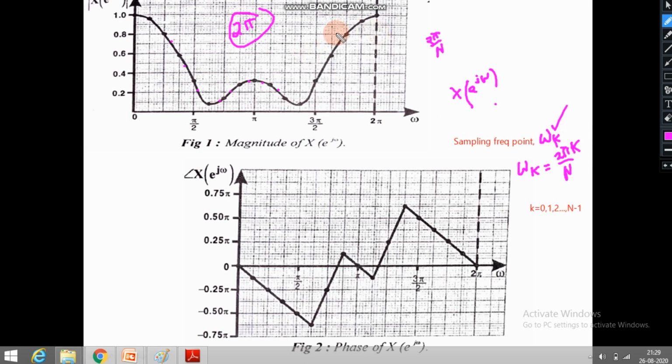We have considered the points only up to N minus 1, that is we have not included 2 pi, because the value at 2 pi is the same as that at omega equal to 0. So we have only considered the sampling frequency points from 0 to N minus 1. And by simply substituting this value of omega k in our equation of X of e raised to j omega, we will get the equation of DFT.